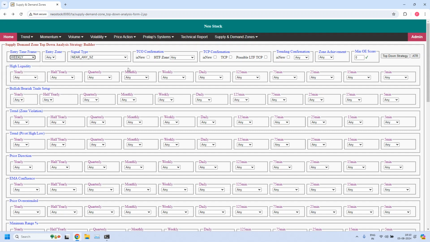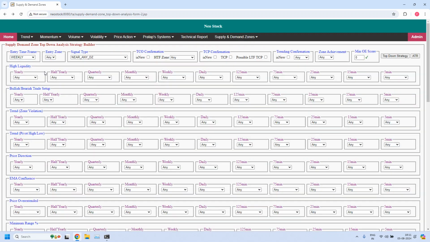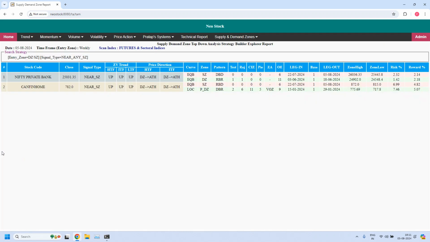Changing the time frame to weekly, let us find the stocks near weekly demand zone. 9 stocks are filtered near to the weekly demand zone. NIFTY also near to the weekly demand zone. So let me go back. For weekly time frame, let us find the stocks near weekly supply zone. 2 stocks are filtered.